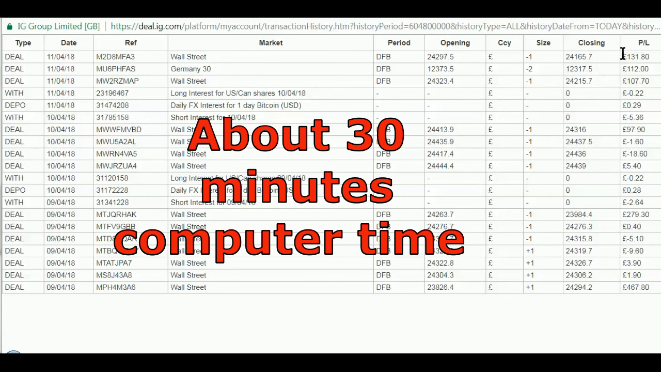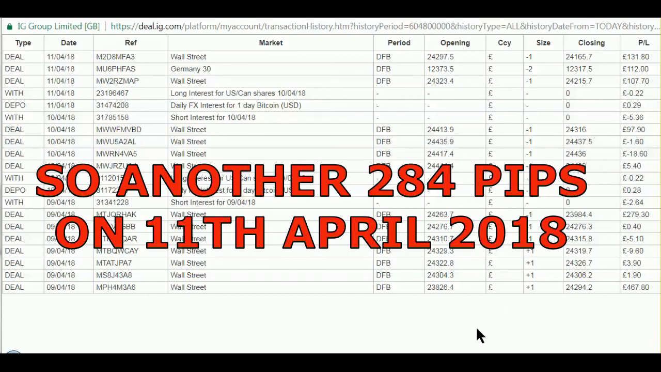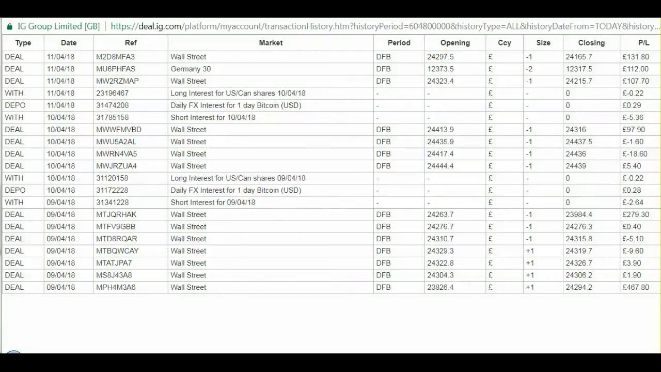Okay, so you can still have a nice profitable day. I mean, this is like a 300 pip day here. These 3, actually no, it's not 300. That's 230. Yeah, almost 300 pips today. And that's without really having to do too much at all.